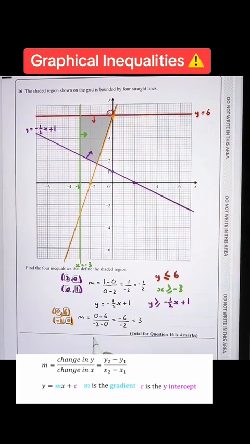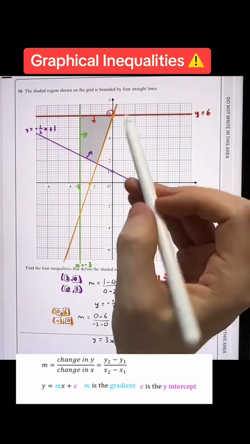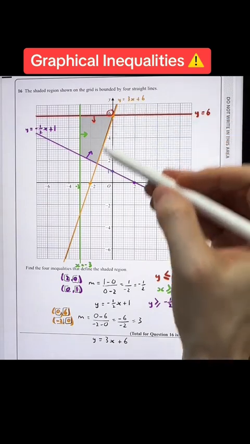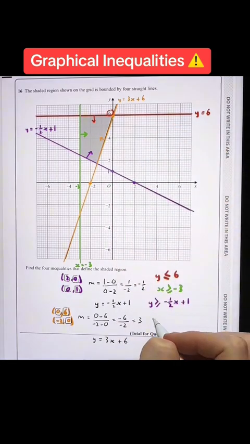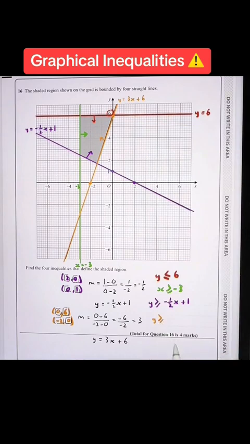I know my equation of a line starts y equals mx plus c. So m is 3, so y equals 3x. To find my value of c, it's where my line crosses the y-axis, i.e. the vertical axis. It crosses the y-axis at the point 6. Hence my equation of the line is y equals 3x plus 6. Now that I have the equation of the line, I need to satisfy the shaded region. Therefore, y has to be greater than, again, as it's a solid line, it has the extra line underneath. So y is greater than or equal to 3x plus 6.